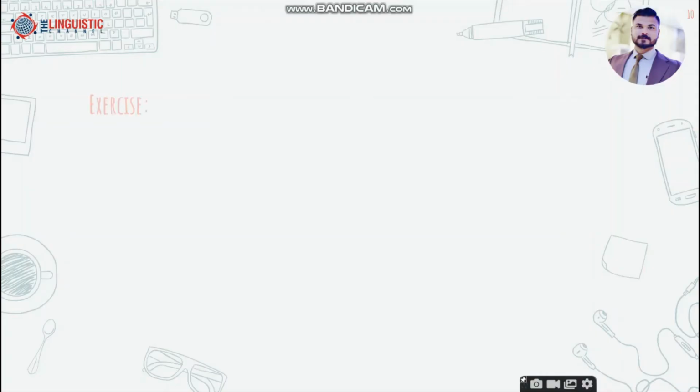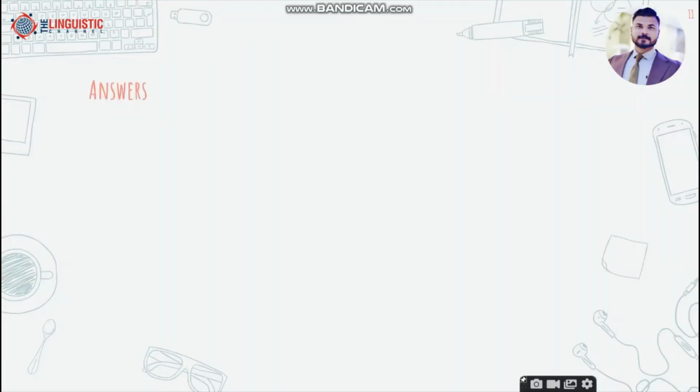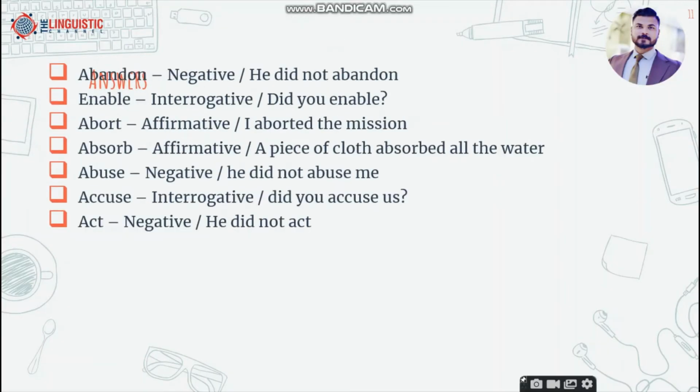Next, here is an exercise. So, you have the verbs जिनके आपने negative, interrogative, affirmative, negative, interrogative, negative बनाने हैं. ठीक है, इस verb की list आपके सामने है. Now you can pause the video and make sentences. Perfect. So I think you have made the sentences and you have learned it correctly. So let's get the answers.